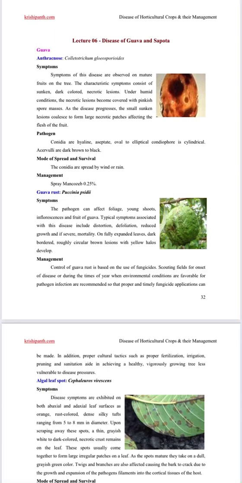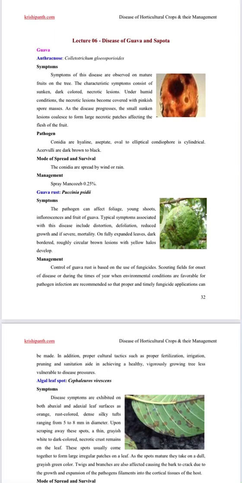Modes of spread and survival. The disease is spread by wind or rain. For management, it is compulsory to spray, like mancozeb 0.25%.